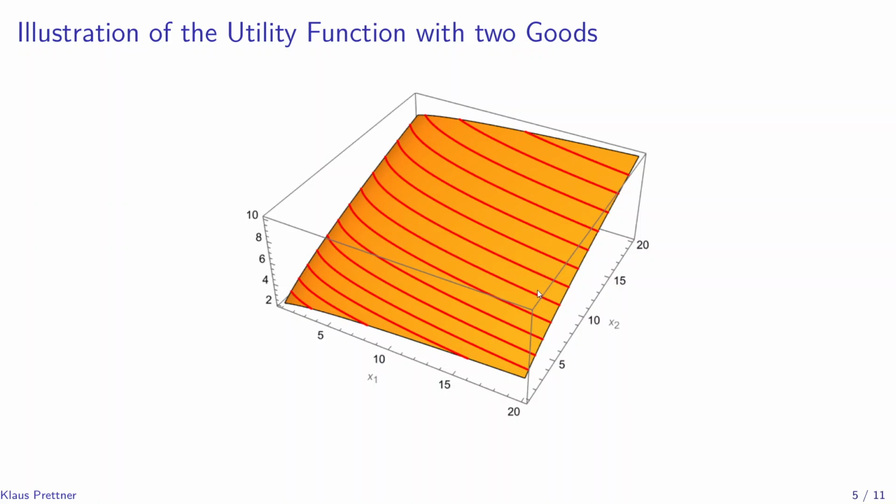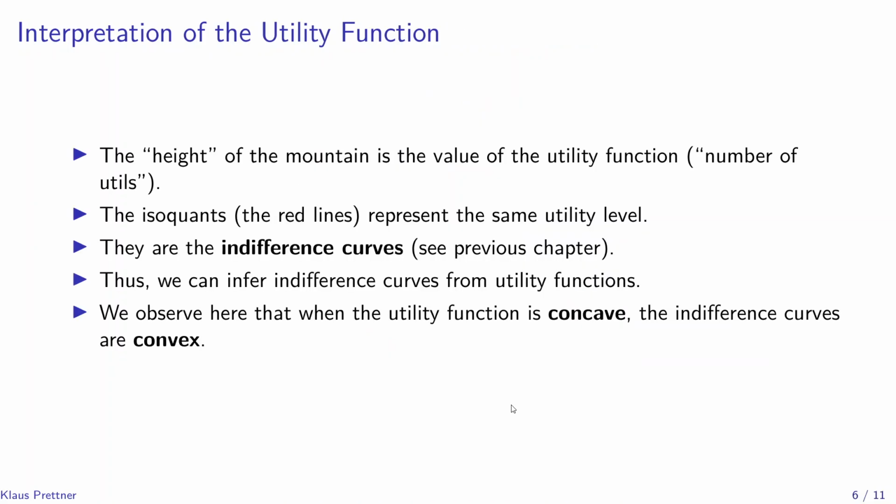So basically that's the same as the indifference curves, right? So these isoquants, along which the utility function has the same level, they are nothing else than the indifference curves. So we can infer directly the indifference curves from the utility functions. And what we have, if utility functions are concave, then the indifference curves would be convex.